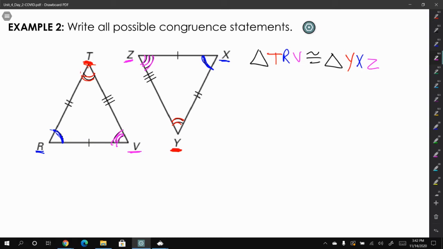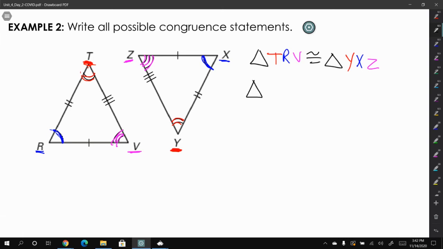For the first couple of these, if you're having trouble, get out some colored pencils, get out some crayons, and color code things. See which things mark up or which angles are corresponding with each other. See what ones match up. And then when you write your congruent statements, you know that the same colors need to go in the same spot. So we'll do a couple more with the colors.